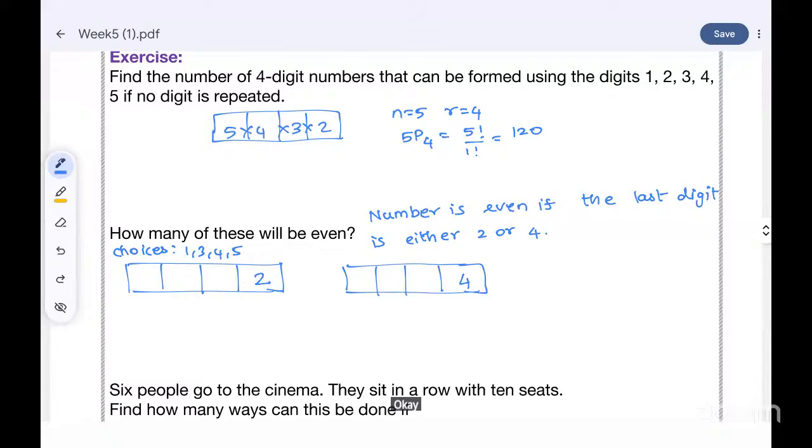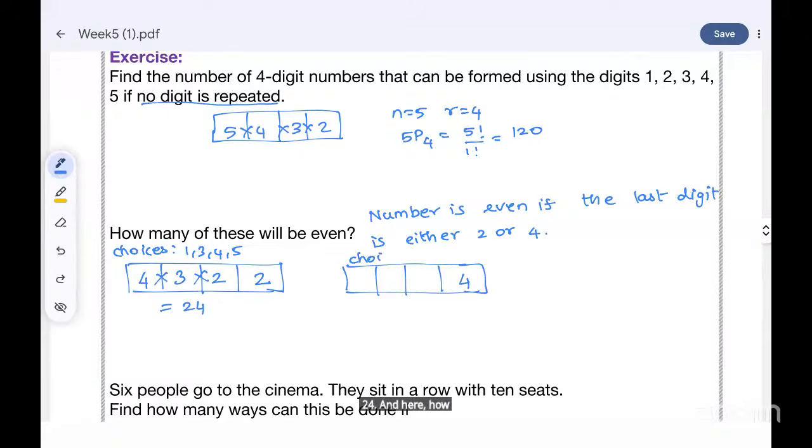Repetition is allowed, right? For 3 digits, we can pick 2 also. No, no digit is repeated. Oh, okay, digits are not repeated. So in this case, how many are possible? 4, 3, 2. So 4 into 3 into 2 is 24.